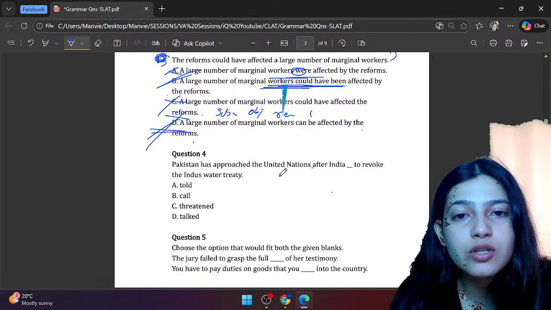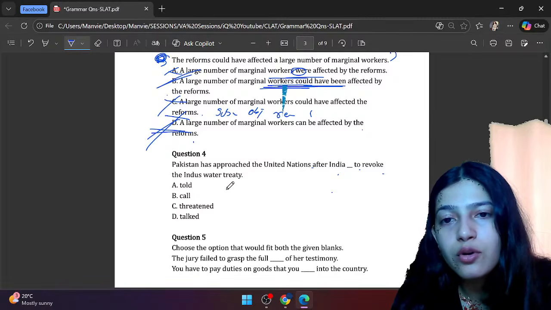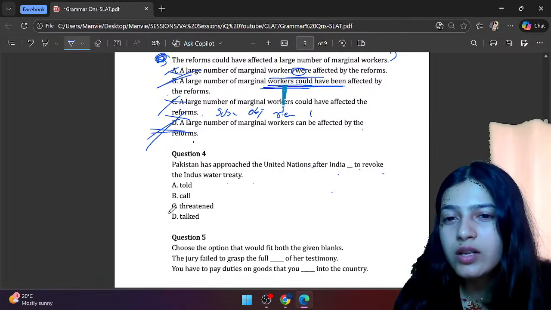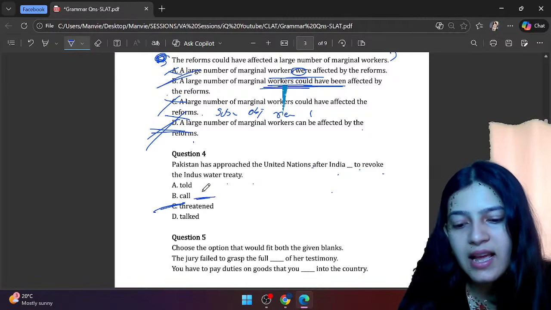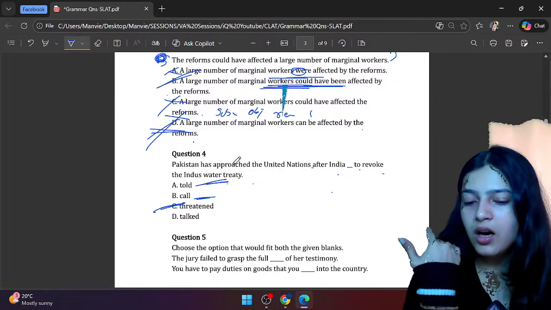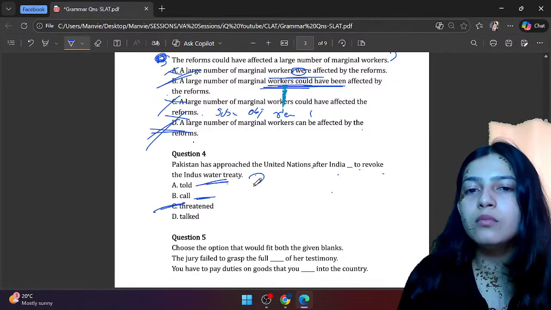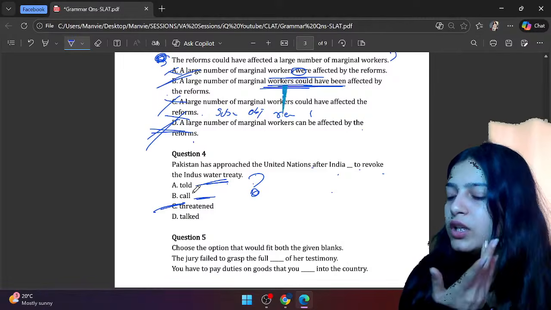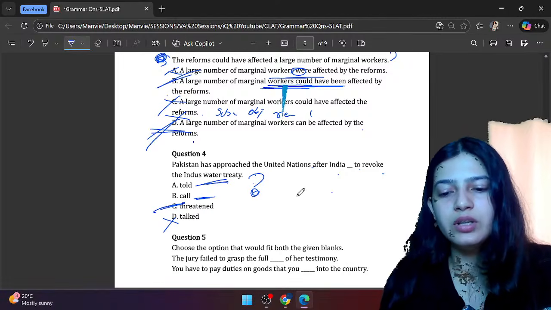Pakistan has approached the United Nations after India dash to revoke the Indus Water Treaty. So told, call, threatened. So obviously threatened is the correct option. It has a wrong tense. This one actually told, it needs an object, right? So object तो है नहीं. So told whom, whom did you tell होना चाहिए, पर told किसको बोला. So talked, again wrong meaning, so we can rule it out.